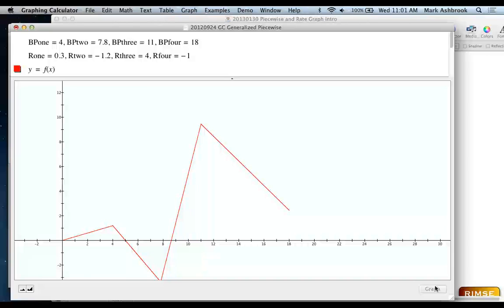Okay? So your task is create the command line that defines f of x, so that all you have to do is you can just change the breakpoints as you wish, change the rates as you wish, and it'll graph the resulting piecewise function. Okay? So that's your task.